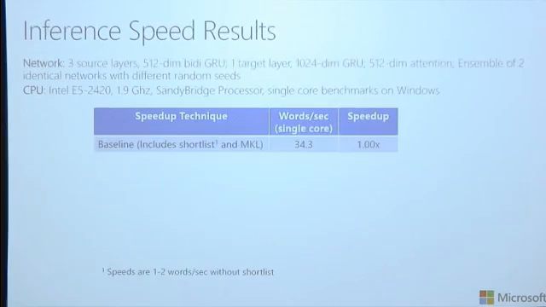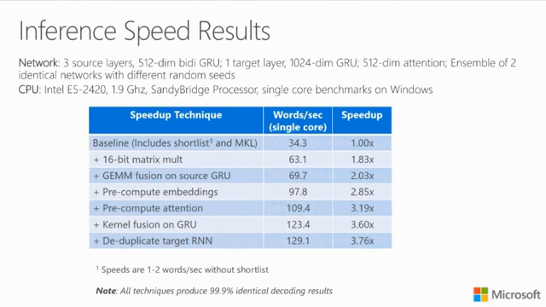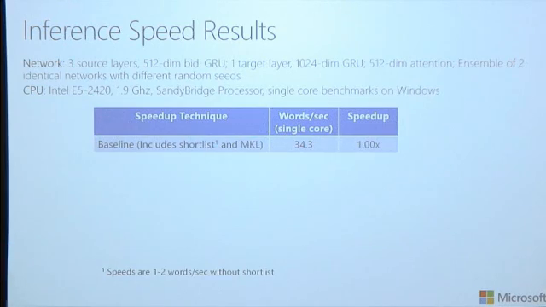Okay, so now the speedups. Okay, so this is the baseline, which already includes the shortlist and Intel MKL. And so if you don't use the shortlist, you get terrible speeds. It's not like it's not tractable. But so this is already a fairly strong baseline. It's at least as fast as any of the published results I've seen. It's 34 words per second per CPU core on not a new CPU, on an old CPU.